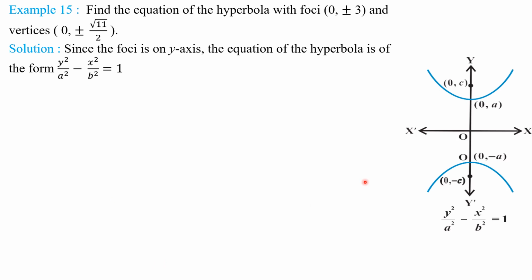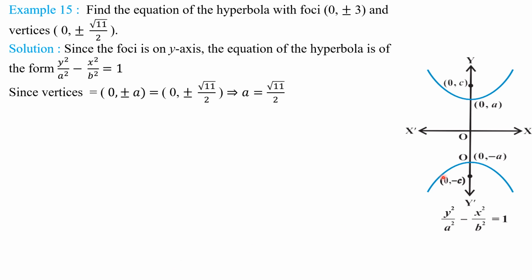So this is a geometrical, visual representation of the given hyperbola. Here the vertices and foci are on the y-axis. The transverse axis of this hyperbola is along the y-axis. Since the vertices are 0, comma, plus or minus a, that is equal to 0, comma, plus or minus root 11 by 2.